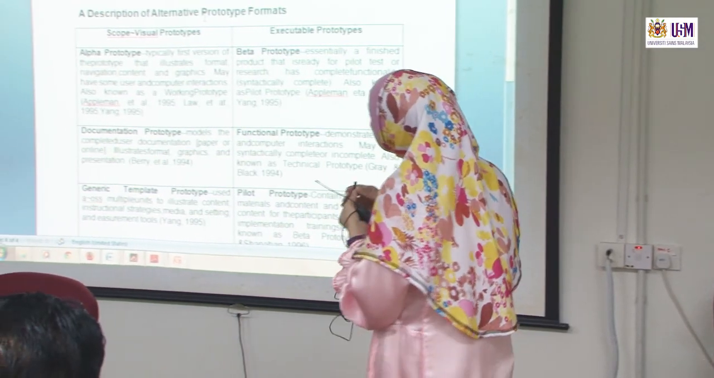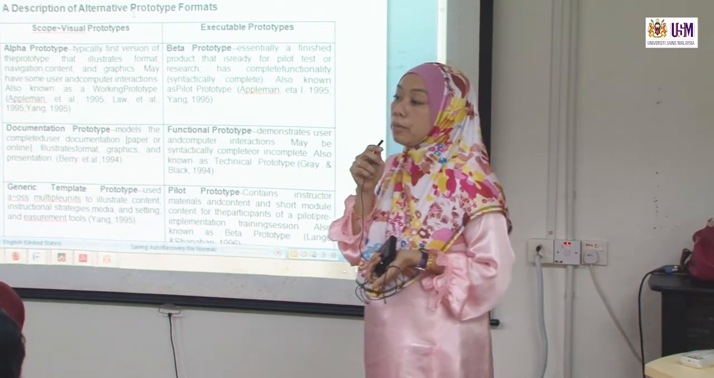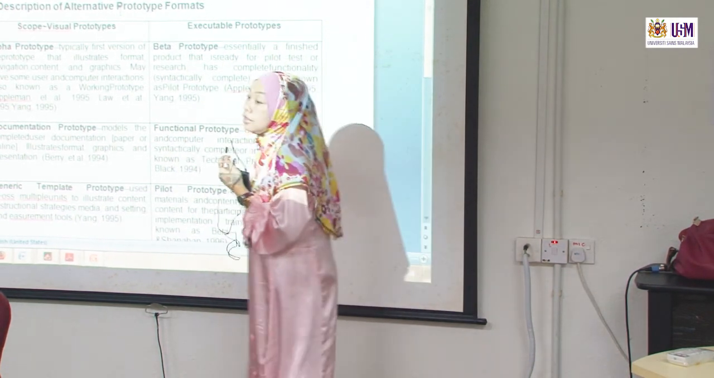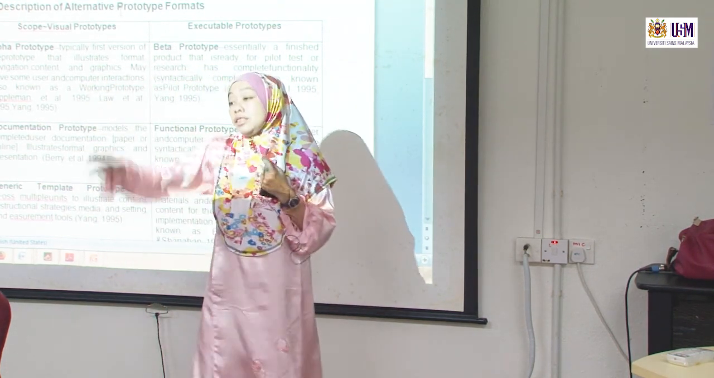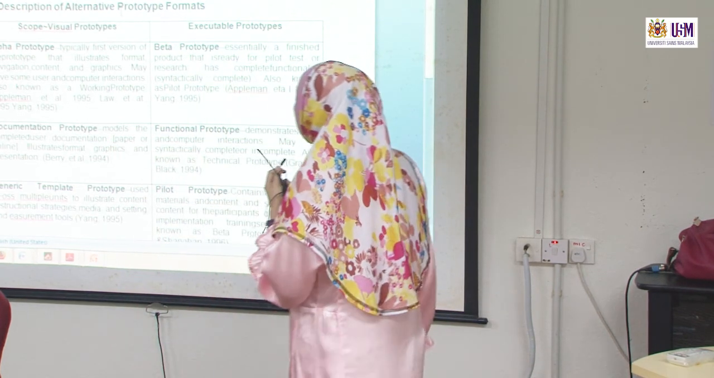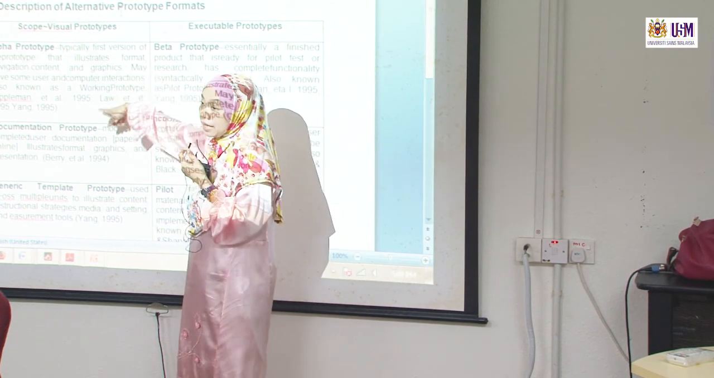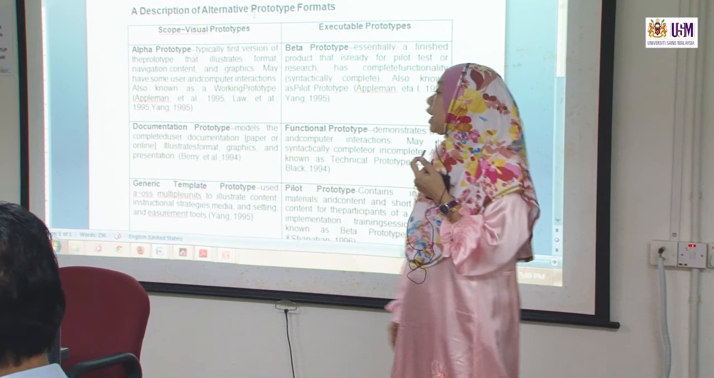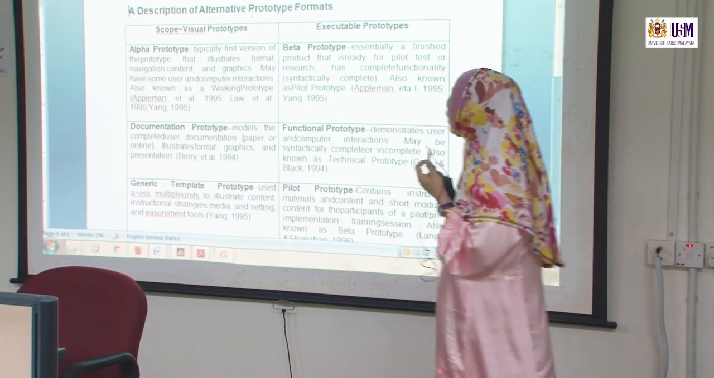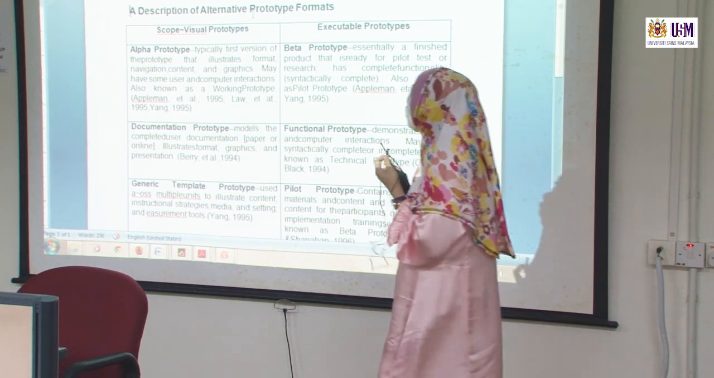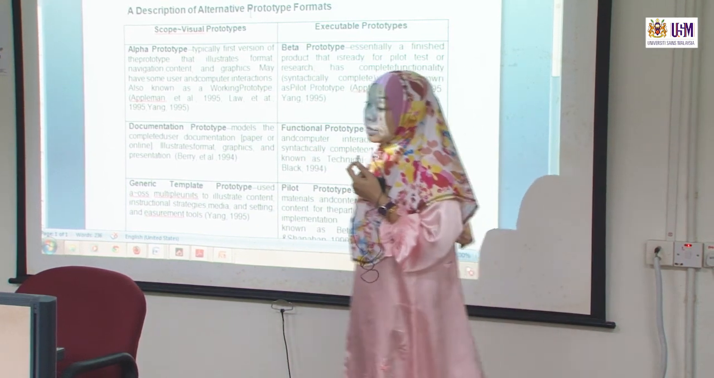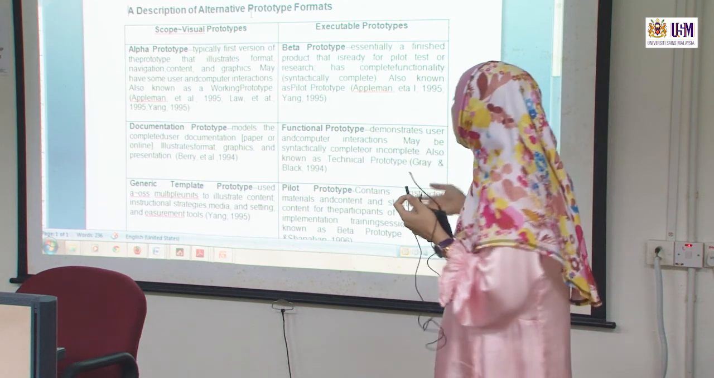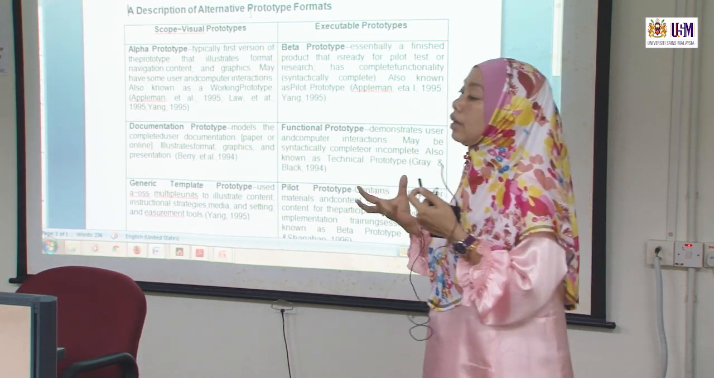Okay, so this is a description on alternative prototype formats. We have scope visual prototypes, and this is the executable prototype, meaning that they can use it straight away, and this one they cannot use it straight away. Just within the scope. Okay, so we have the alpha prototype. It is typically the first version of the prototype that illustrates format, navigation, content, and graphics, and may have some user and computer interactions. It is also known as working prototype. So the alpha is the first version. Maybe they have something but not really full, not comprehensive enough.